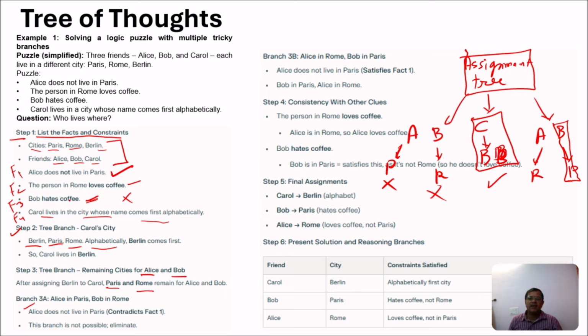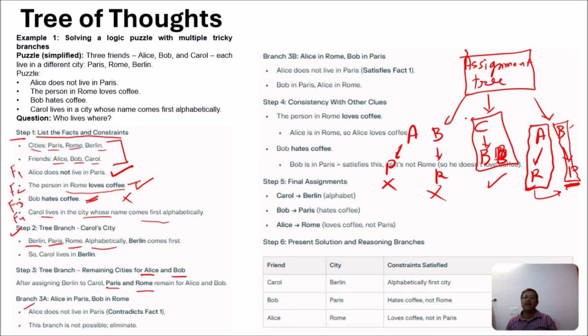If we say that Alice loves coffee, and the person in Rome loves coffee, this is coming in favor. So this is one strong part. We can easily validate the remaining part by comparing with the facts too. So finally, the assignment tree will develop like this: Carol lives in Berlin, Alice lives in Rome, and Bob lives in Paris.